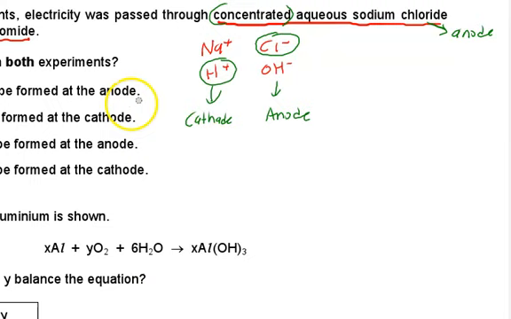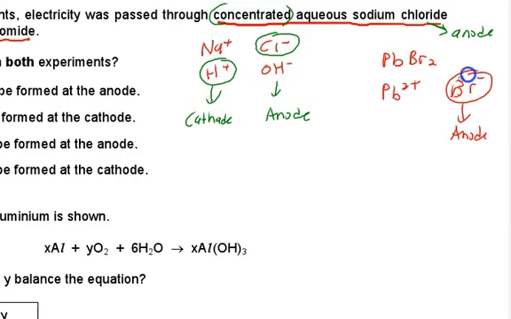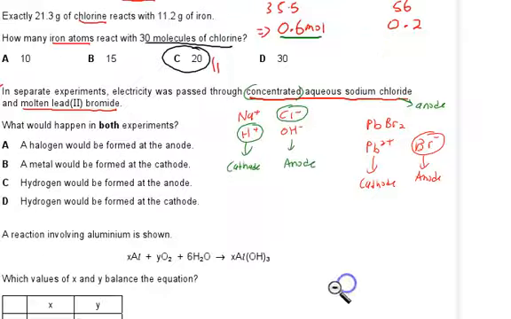Another substance that they are talking about is molten lead(II) bromide. Molten, there's only two ions, which is plumbum and also bromine. So the bromine will go to the anode, and you will have a brown color gas forming, and the lead goes to the cathode.